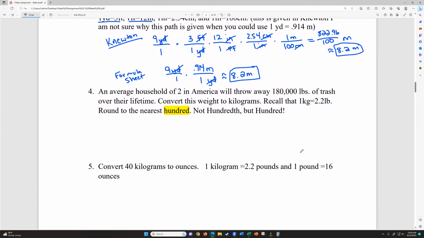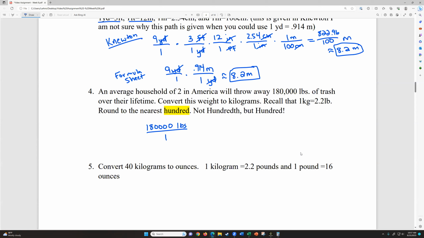All right, so let's look at another one. An average household of 2 in America will throw away 180,000 pounds of trash over their lifetime. Convert this weight to kilograms. Okay, so that 2 is just an extra piece of information. That's just how big the household is. Doesn't mean each person is throwing away that trash. It's the whole household that is throwing away that trash.